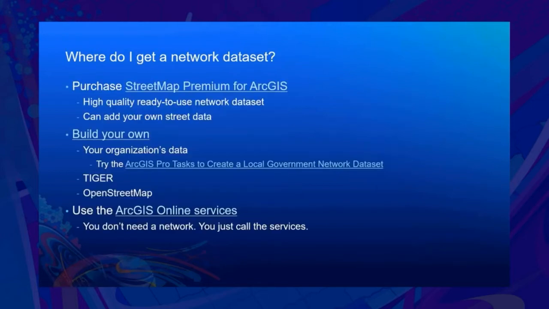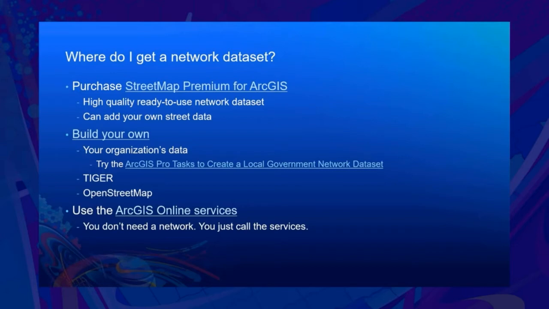In the previous slide, we looked at the different types of solvers or analyses that you have access to when working with a network dataset. So where do you get a network dataset? Esri offers a product called StreetMap Premium that includes a ready-to-use network dataset based on high-quality street data.